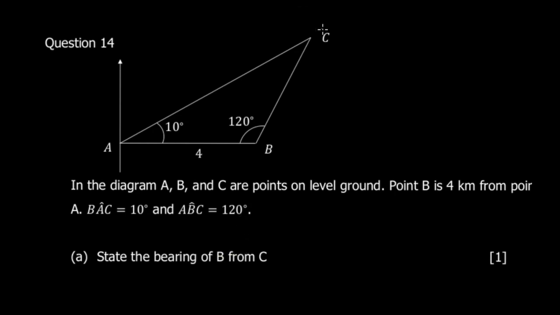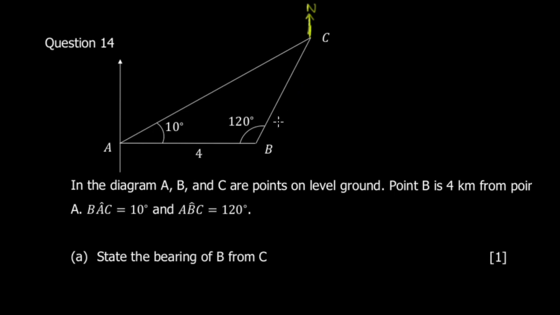Whenever you're asked to state something, it means that the answer is almost immediate, or very easy to find. So don't expect so many calculations when you're asked to state something. You need the bearing of B from C. So it says from C, that's why I'm going there to draw a cardinal north.